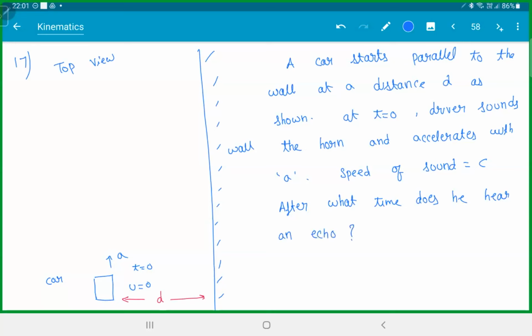Let's get this. Now, just to tell you what is happening, the sound will go like this, hit the wall and come back. Will the driver be at the same place? The driver has already gone ahead now. Try. The numbers are bad. It's all equations only. Just get me the equation. That is sufficient. Try 2-3 minutes.